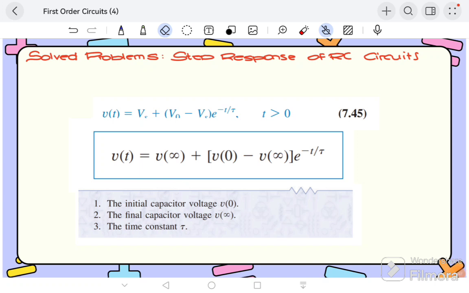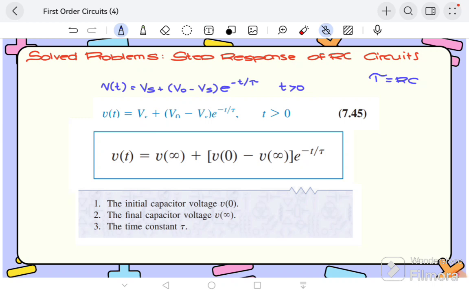For this lecture, we're going to solve problems involving RC circuits with step inputs or step functions as inputs. From the last lecture, we derived the voltage across the capacitor as V of t equals Vs plus (Vo minus Vs) e to the negative t over tau, which is valid for t greater than 0. Take note that Vs is the source voltage, Vo is the initial voltage of the capacitor, and tau is the time constant of our RC circuit. Remember, tau is equal to the product RC.